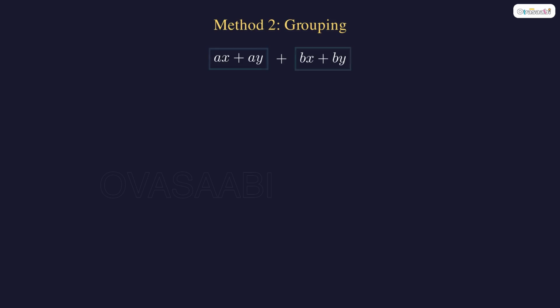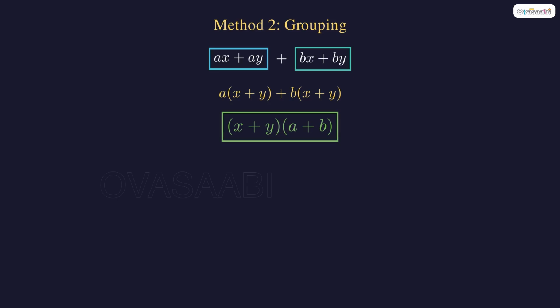Method 2. Grouping. When you have 4 terms, group them in pairs. Factor each pair, then look for a common bracket. That bracket comes out.